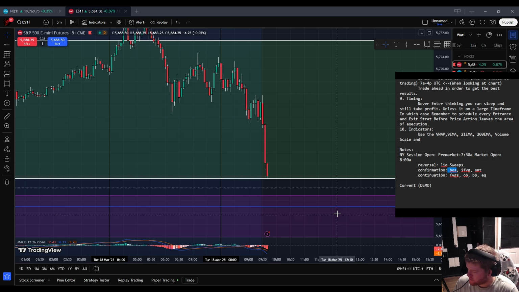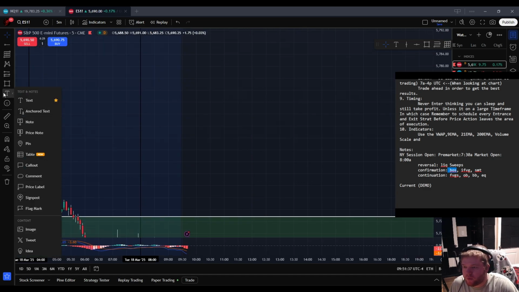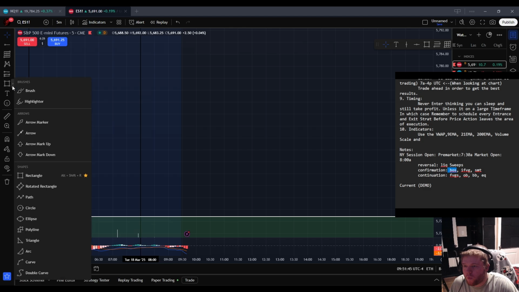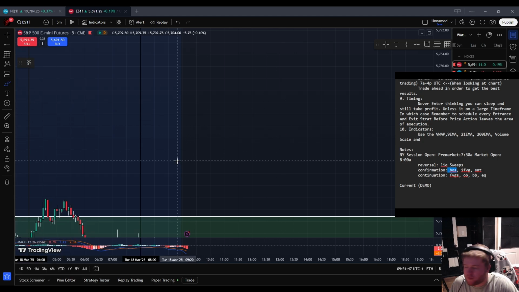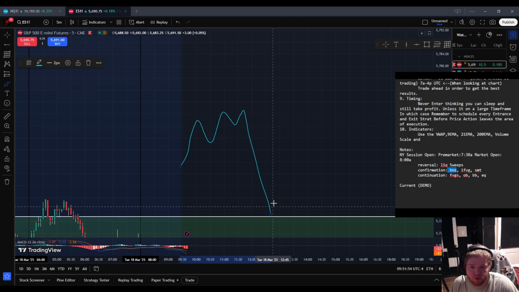Breaker blocks move up or down prior to the break of structure to the up/downside in trend shift. I'm going to do this my way because the way he annotates it is very confusing to me. This. So he does this.